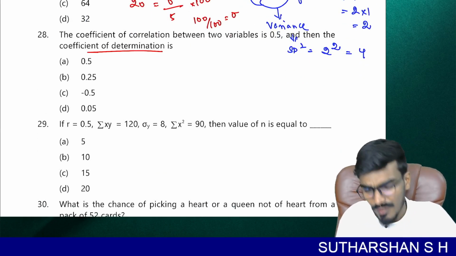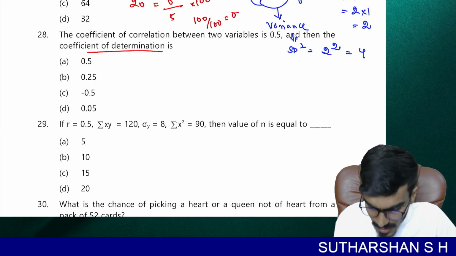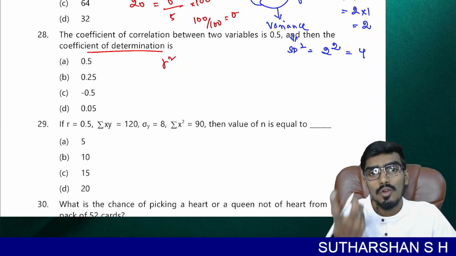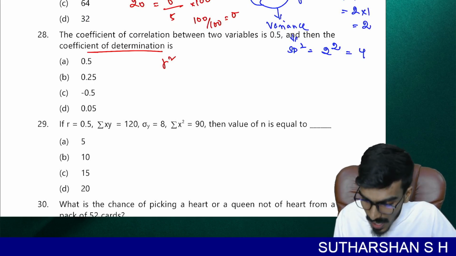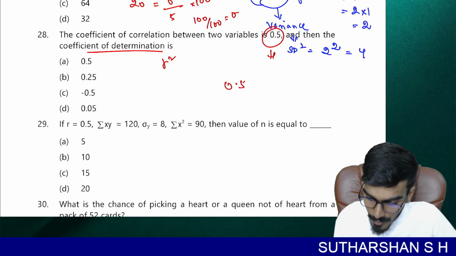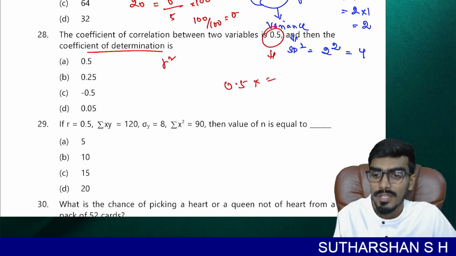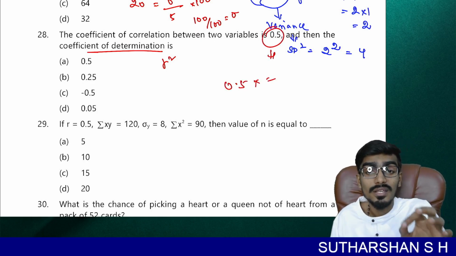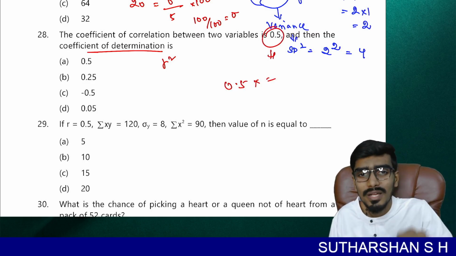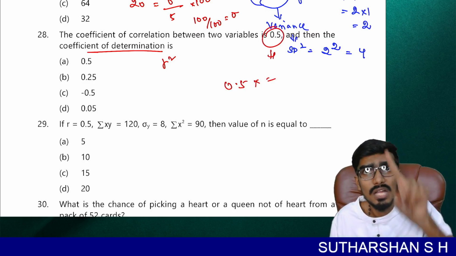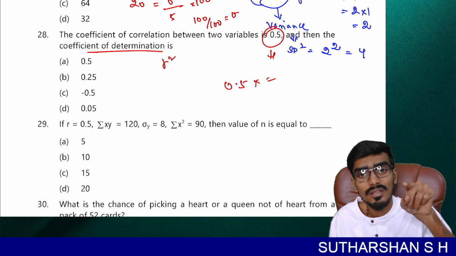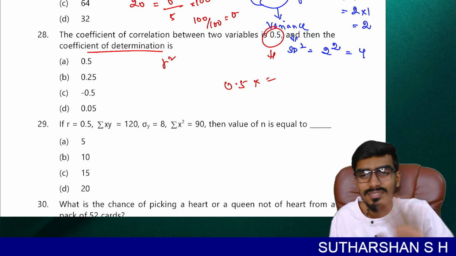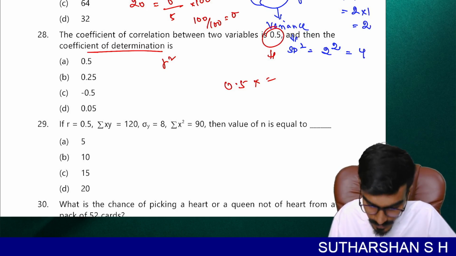Okay. Now, just listen. They are asking coefficient of determination. What is the coefficient of determination? R square. What is the coefficient of correlation between two variables? R is equal to 0.5. So 0.5 into 0.5 is equal to 0.25. That's it. Whenever exam is there, don't write a formula, guys, for coefficient of determination. R square has been written, then substitute it and get the answer. It's not a big deal. Okay.